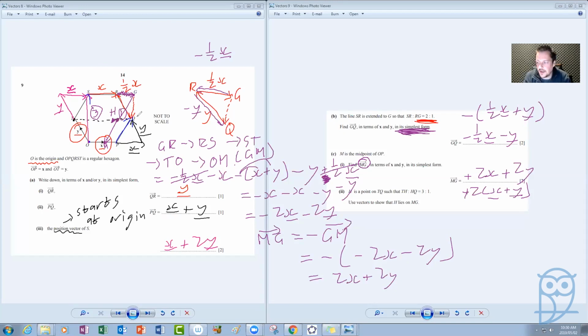All right, how are we going to do this? So we need to prove that H lies on this line. How?